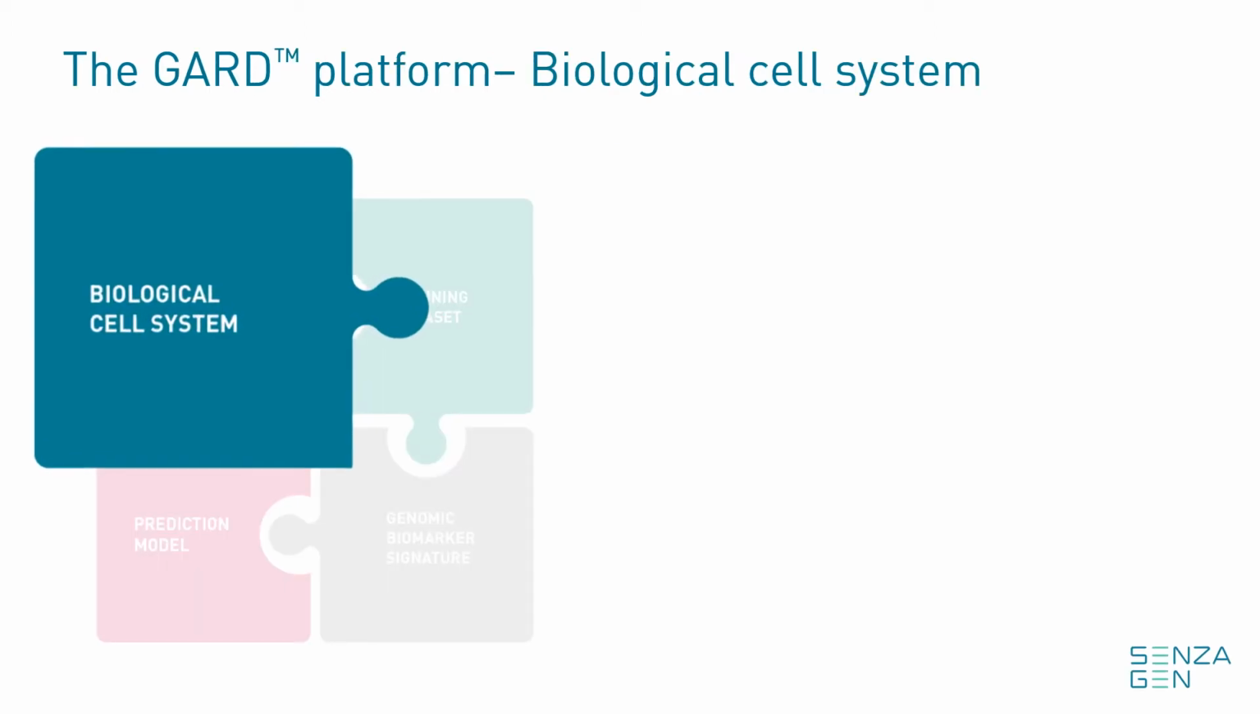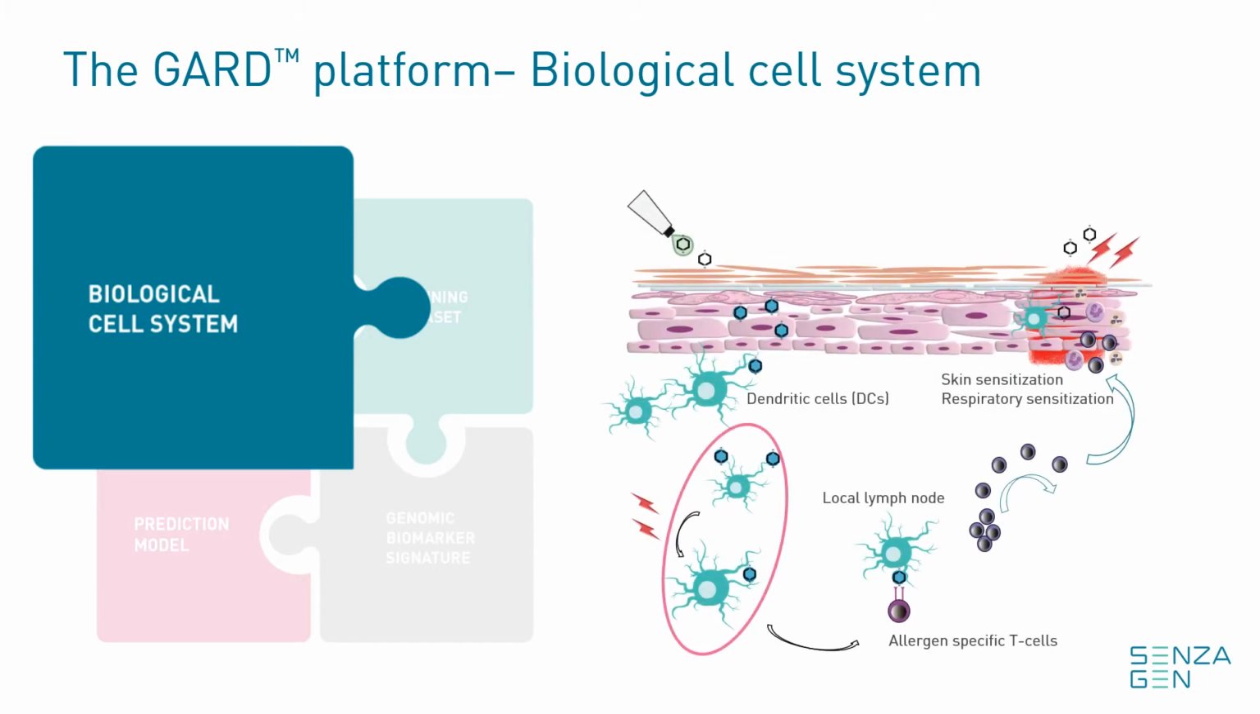The first step for constructing a mechanistically relevant in vitro assay is to select an appropriate biological model which can reflect the adverse toxicological endpoint we are trying to predict. By looking at the adverse outcome pathway for sensitization, we see that the dendritic cells are highly relevant in this pathway since they are responsible for driving the polarization of naive T cells into either a Th1 or a Th2 response that is associated with the development of skin or respiratory sensitization, respectively.